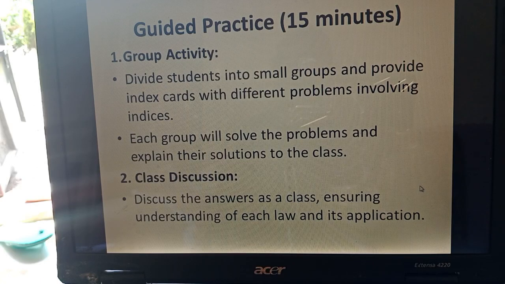So for example, if you have 30 students, which is normally the maximum, you can divide them in groups of 5, and you have 6 groups, all right? So each group will choose somebody who will present their results. After the group activity, let them do class discussion. In the class discussion, discuss the answers as a class, ensuring understanding of each law and application.